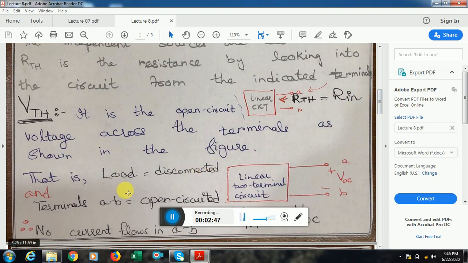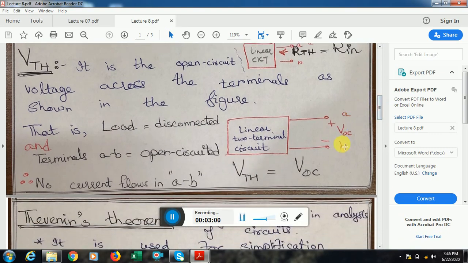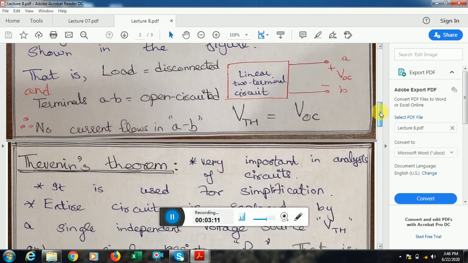That is, the load is disconnected, and then between the terminals A, B you see what the total voltage of this network is, and that is what we call VTh, or we can also say V open circuit, because you open circuit these terminals, and in parallel to this you find the total net voltage over here. So no current flows into AB. You set the terminals as open circuit.